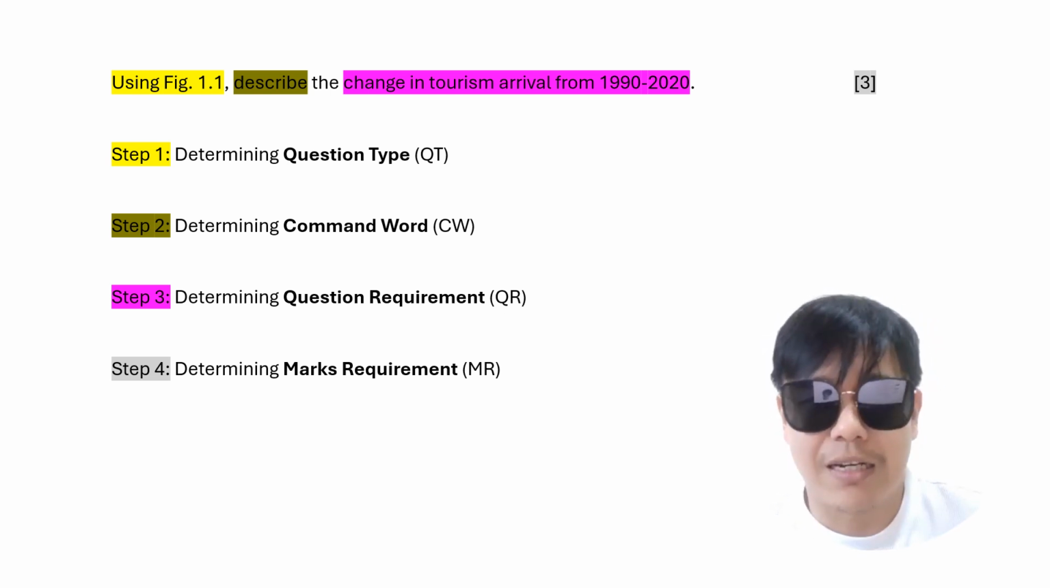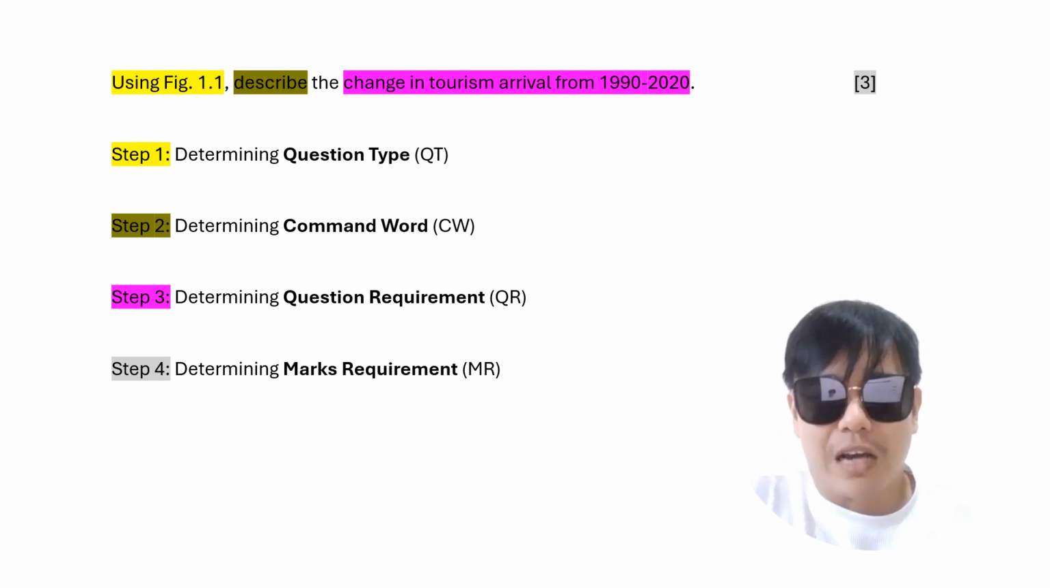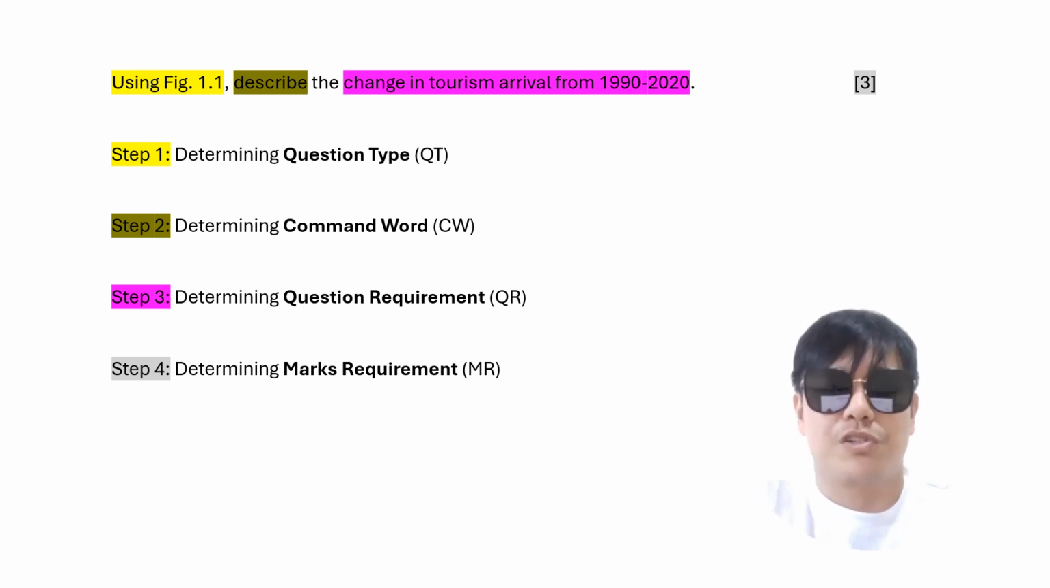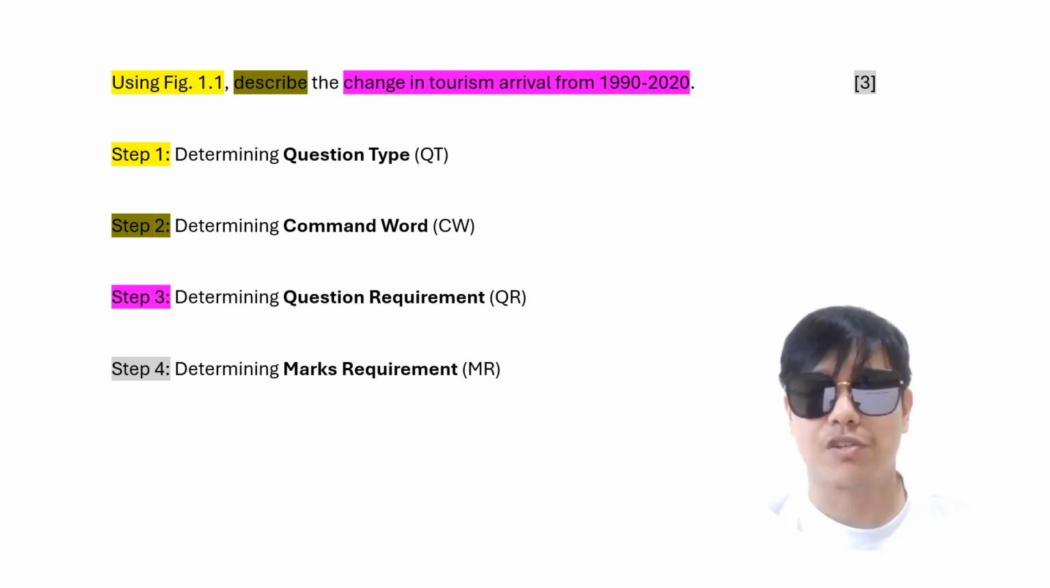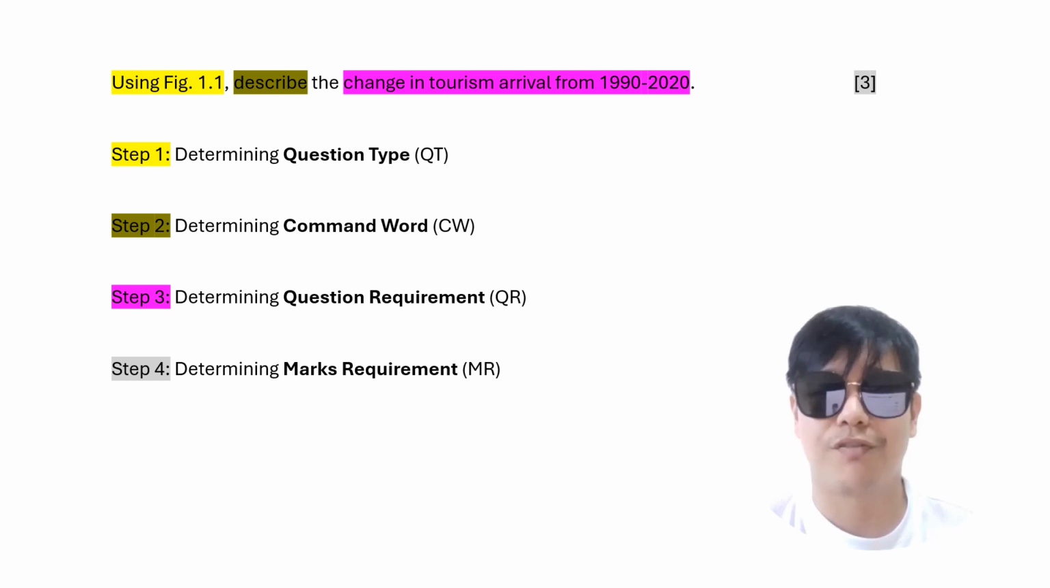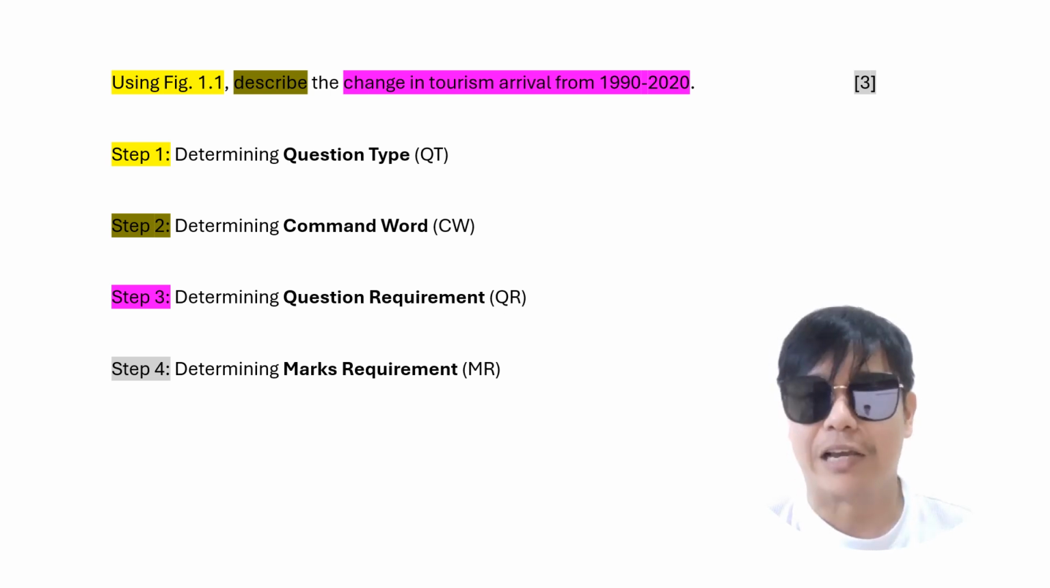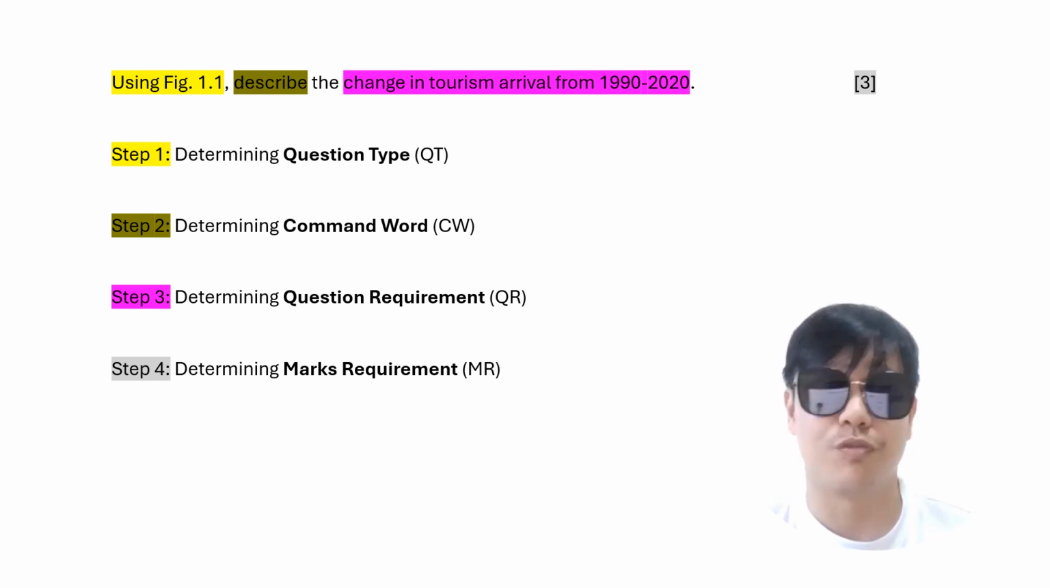All right, for this technique over here, I'm using a sample question using figure 1.1: describe the change in tourism arrival from 1990 to 2020. And this is a 3 marks question. Of course, there will be a figure for you to refer to. However, I have not put it up here.